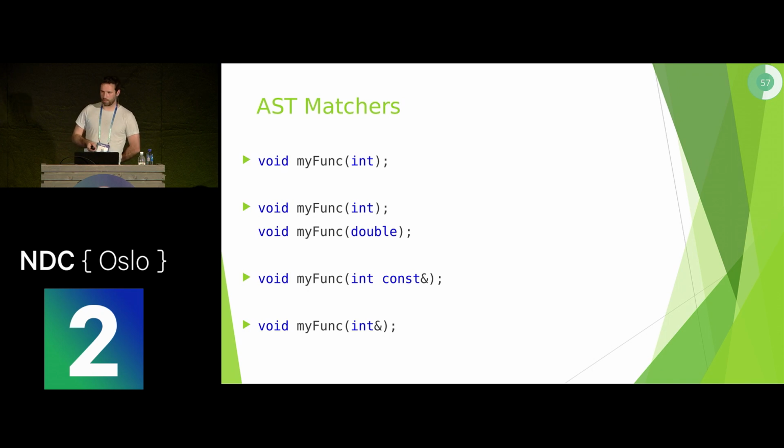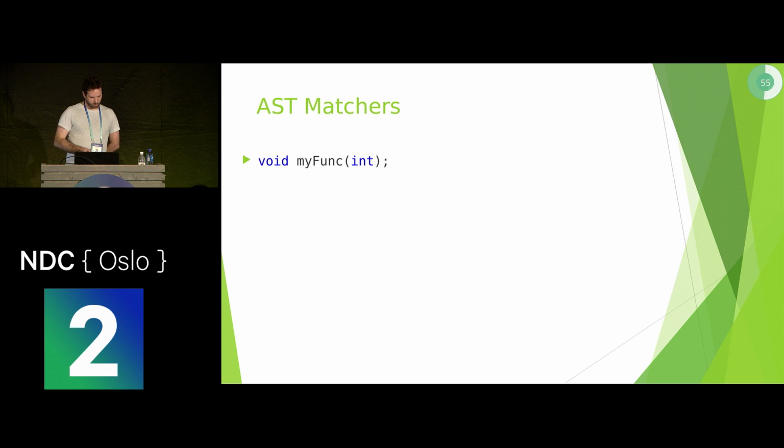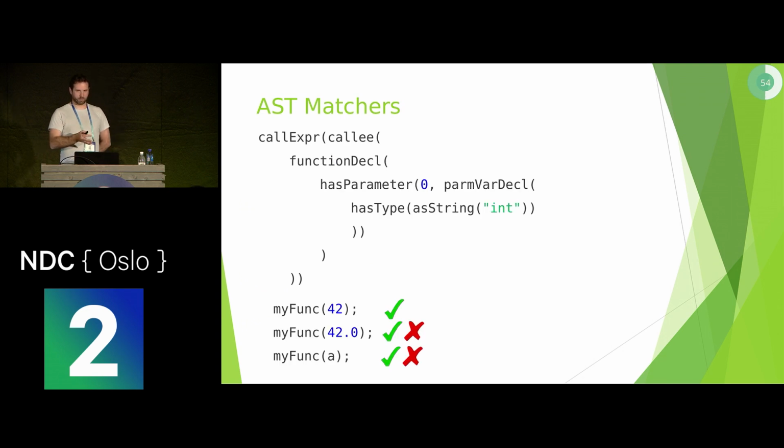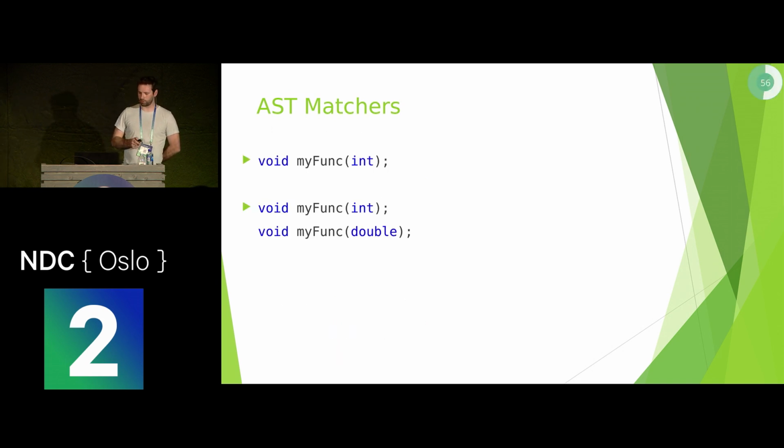You also won't match if it's a const reference or a non-const reference. So again, you can kind of see that with these example function calls, you might first of all expect that they would match, but then realize they don't, and you'll iterate until you actually have something which matches all of the conditions you care about.